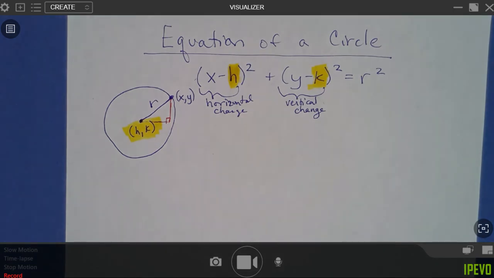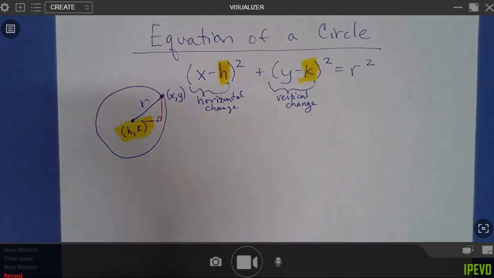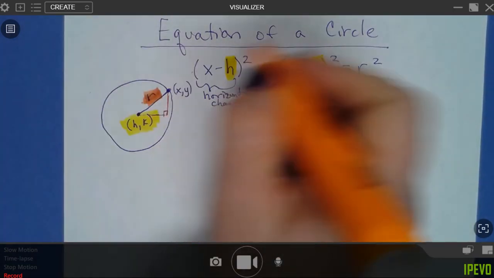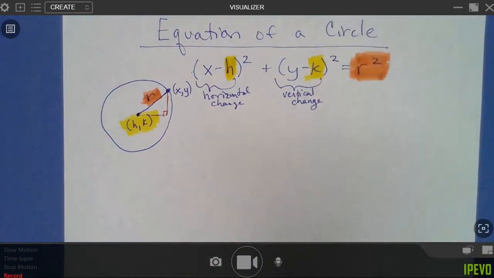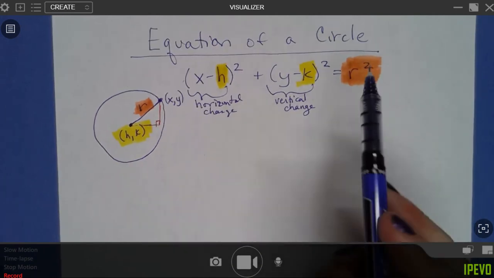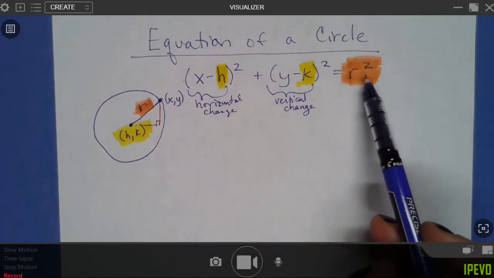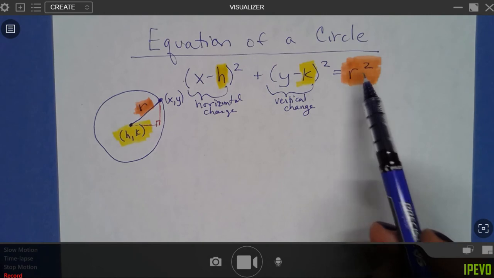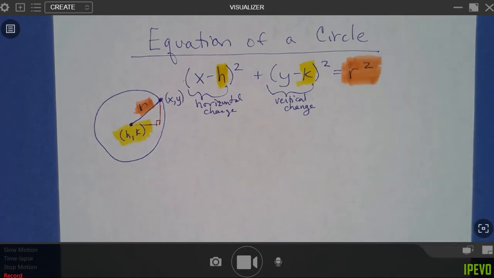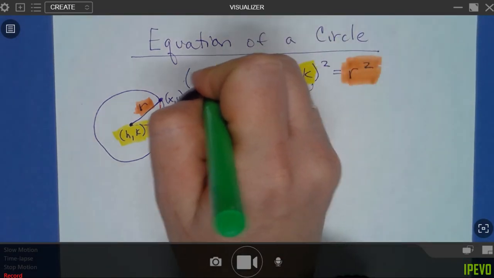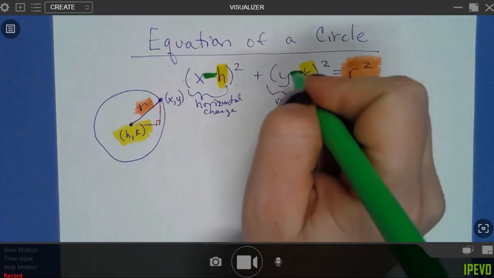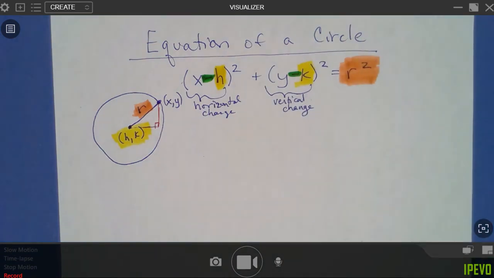Important things to notice. The radius, this is R squared. A lot of people get to writing the equation of the circle and they think, I've got it, and they forget to square the R. So remember, we need to have R squared here. Also, another important point that people sometimes forget, we are subtracting because we're looking for the difference. If we're looking for change, that's the difference. It's how much it's changed. So we're subtracting the two values.